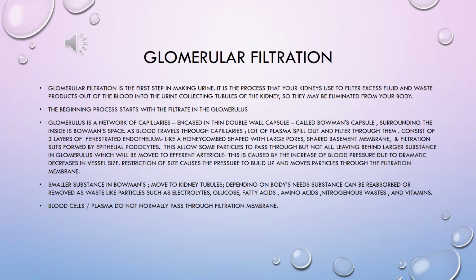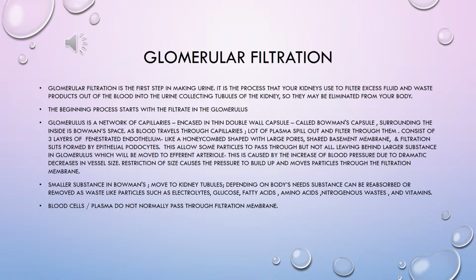Glomerular filtration is the first step in making urine. It is a process that your kidneys use to filter excess fluid and waste products out of the blood into the urine collecting tubules of the kidney, so they may be eliminated from your body. The process starts with the filtrate in the glomerulus. The glomerulus is a network of capillaries encased in a thin double-wall capsule called the Bowman's capsule. Surrounding the inside is the Bowman's space.